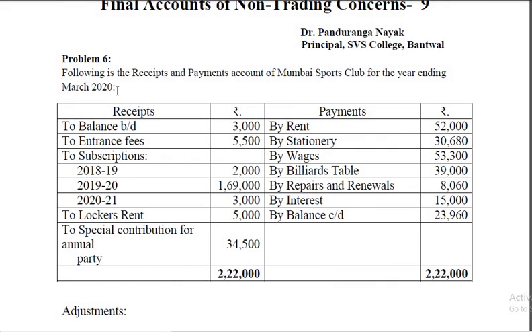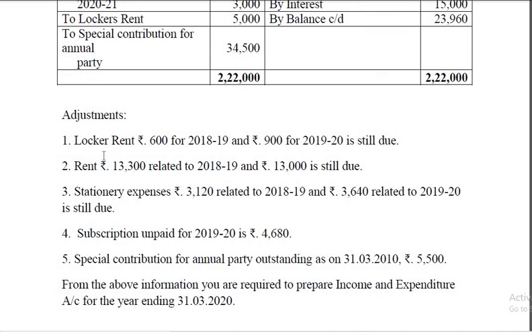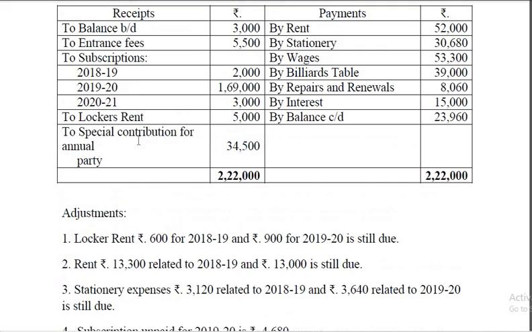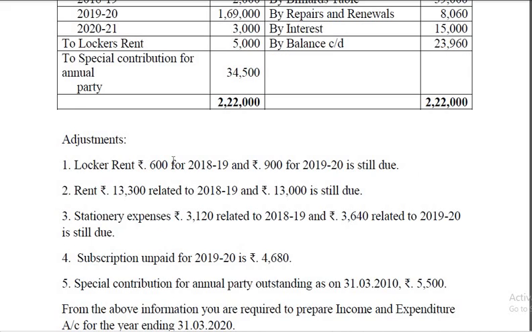The financial year is 1st April 2019 to 31st March 2020. So it's not a calendar year, it's a financial year. 19-20 is the accounting year. Now, lockers rent is given. Lockers rent is a revenue item. Lockers rent is 5,500. So this has to be taken on the credit side of the income and expenditure account. It's a receipt, so it's an income.